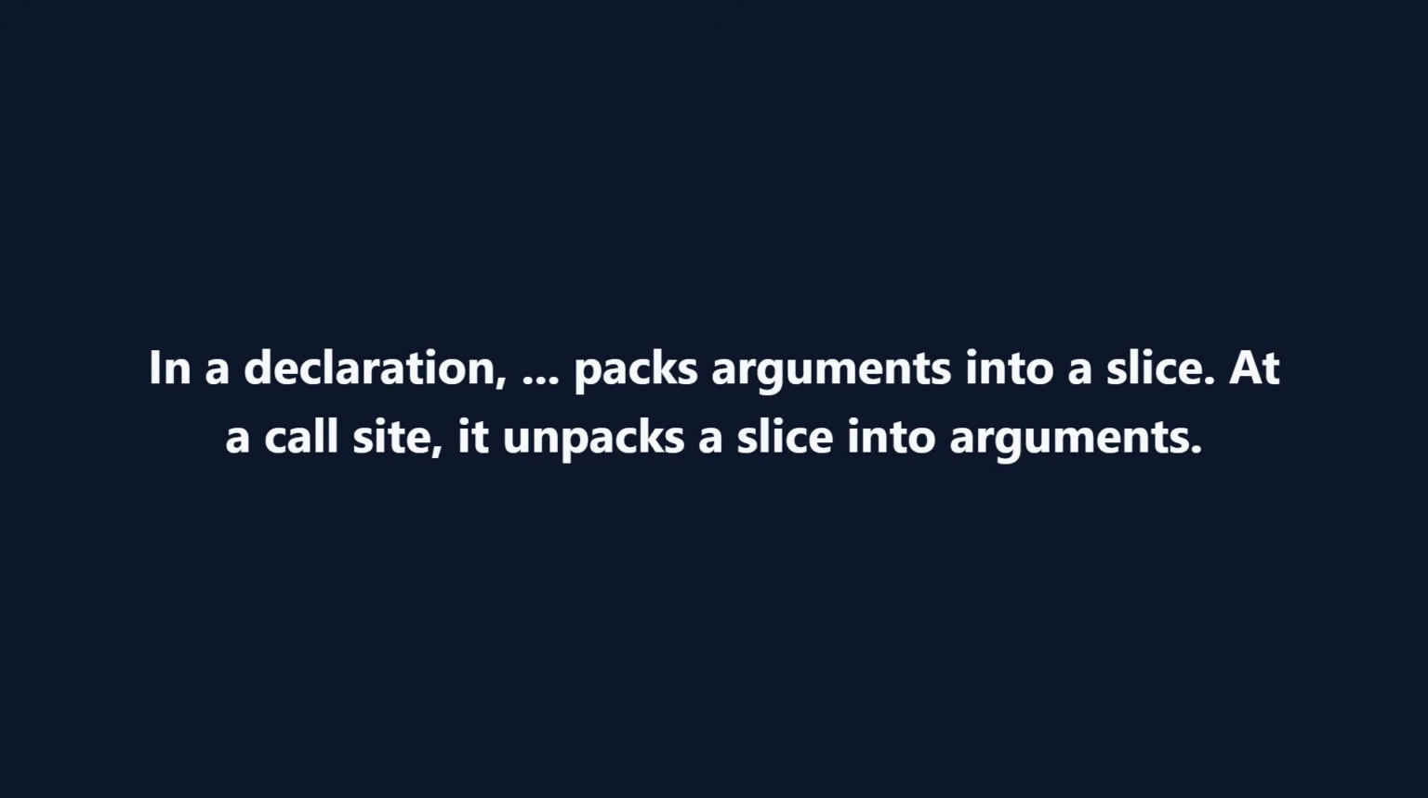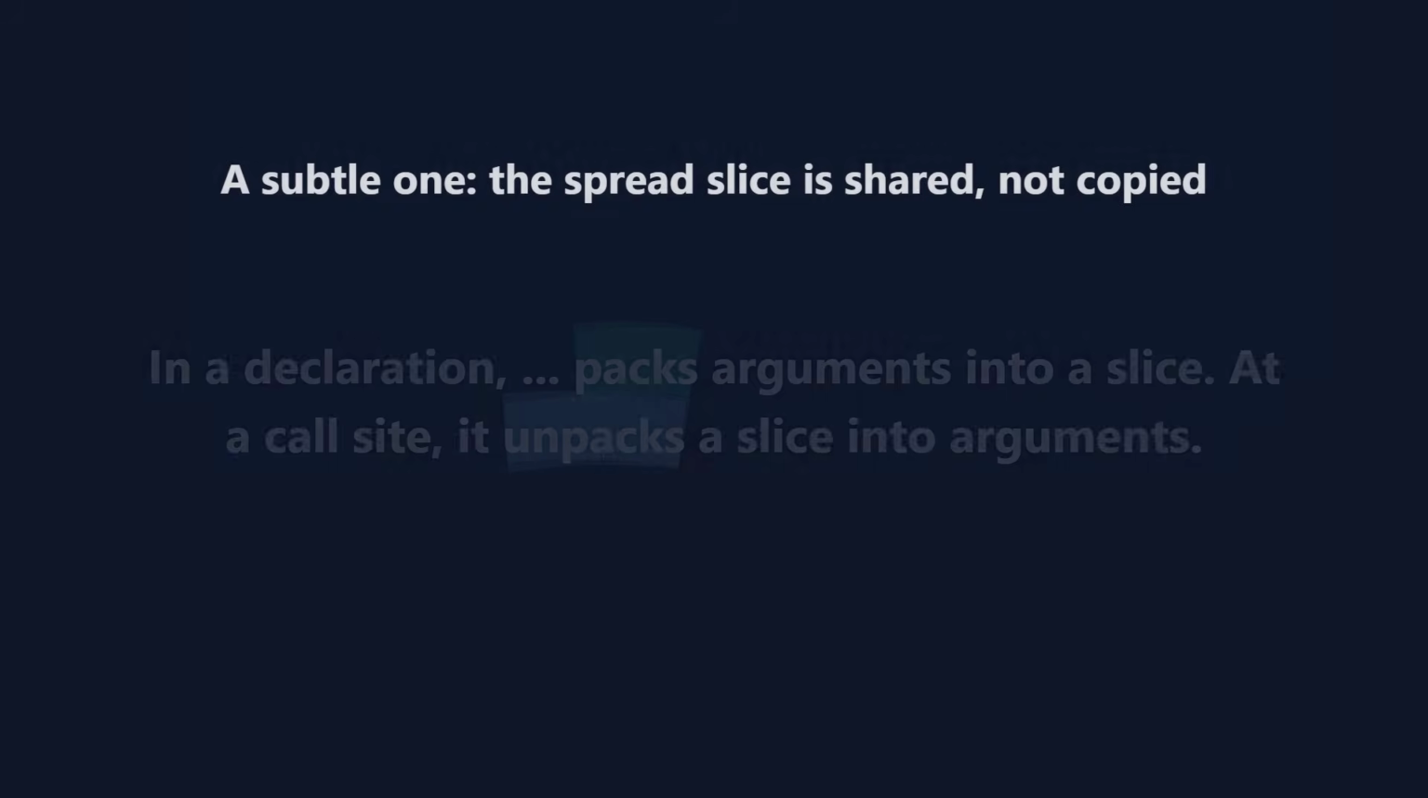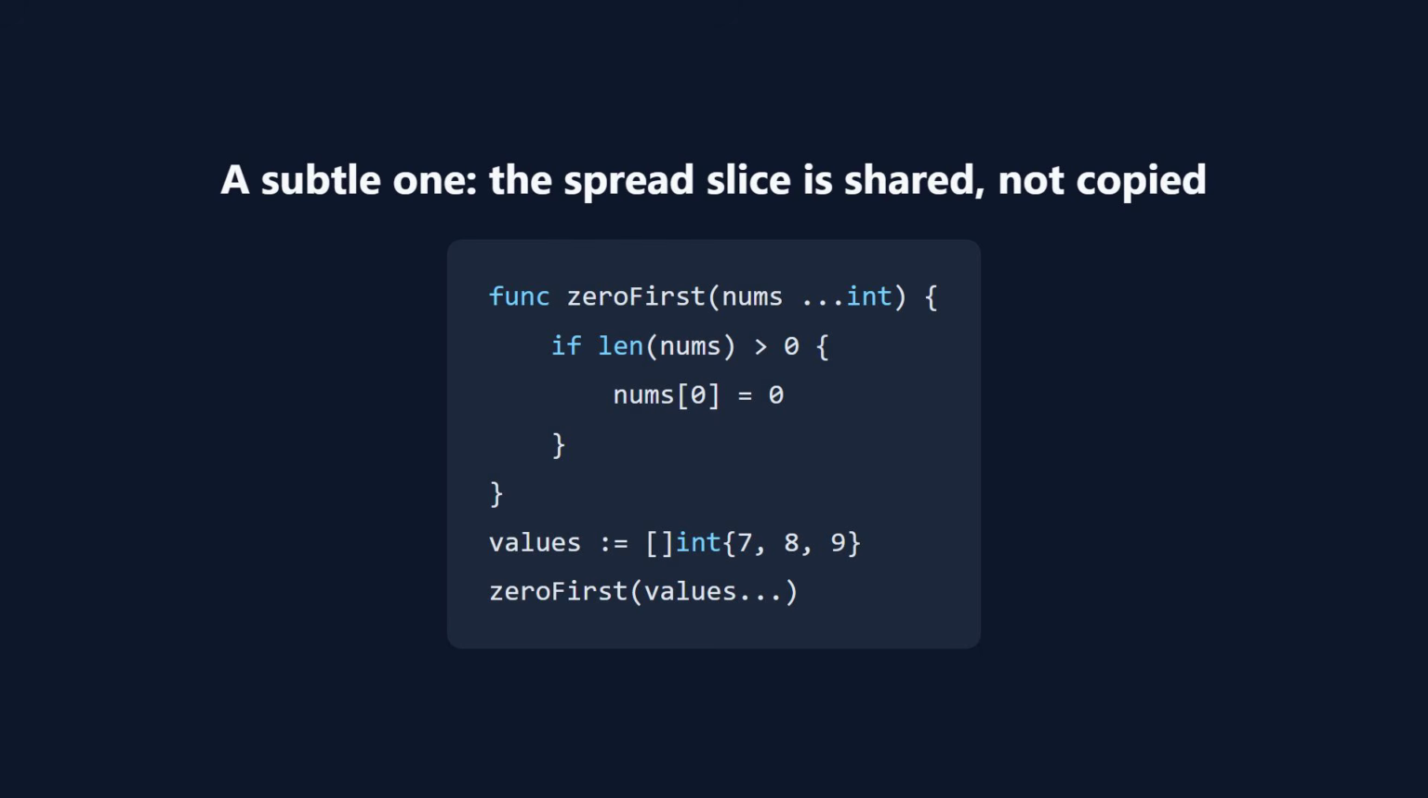So the same 3 dots appear in 2 places, with mirrored meanings. In a declaration, before the type, they pack the arguments into a slice. At a call site, after the value, they unpack a slice back into arguments. Packing and unpacking. Once you see it that way round, you will never have to think about which is which again. Here is a detail worth knowing before it bites you.